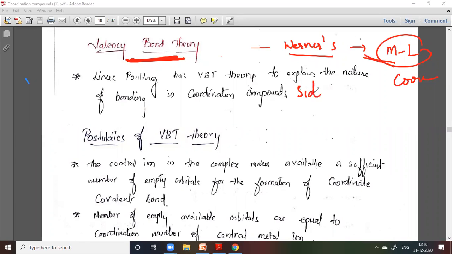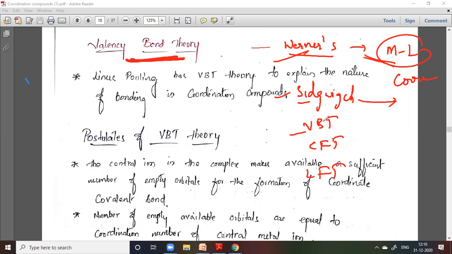After that, Sidgwick. He also researched and did some experiments. He explained the stability of complexes. After that, the next is valence bond theory, then CFT theory, and then LFT theory. So there are many theories. Werner gave some postulates, and there are drawbacks. Sidgwick explained the stability of complexes, and there are also certain drawbacks. Both Werner and Sidgwick have certain drawbacks.